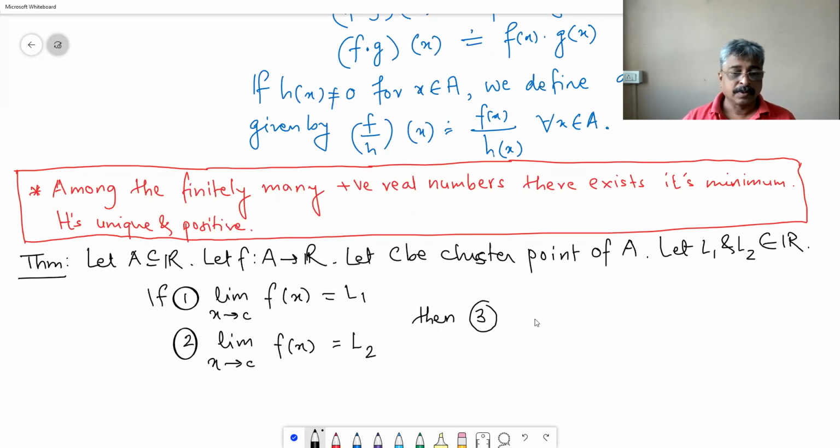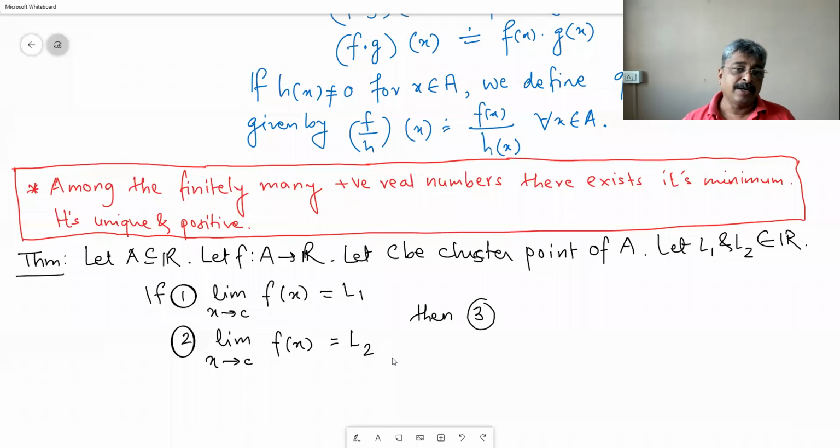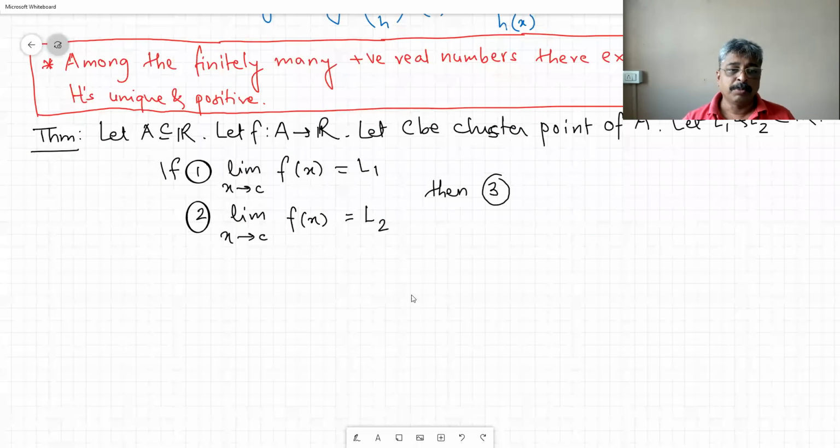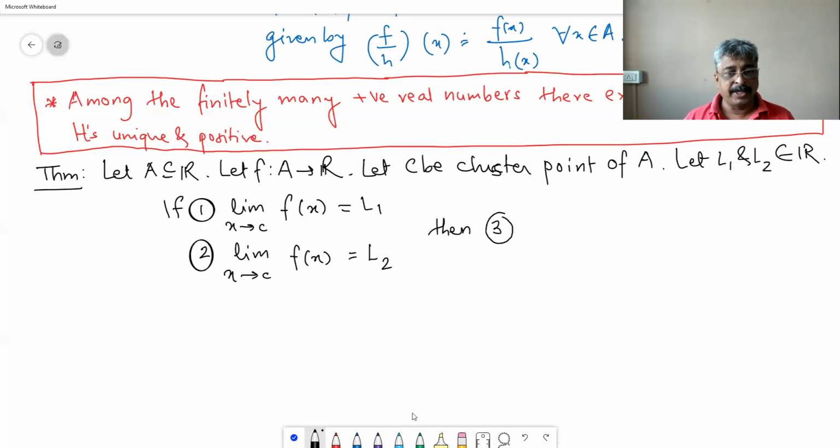Sir, L1 plus L2. We are not considering addition right now. The addition theorem and the other definitions we have written will be proved later, after this. This is something we need to understand and do before doing the algebra of limits.